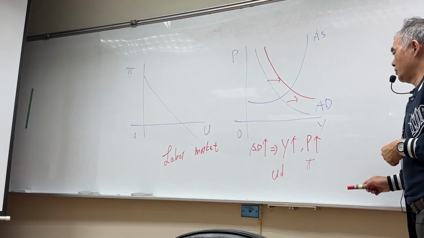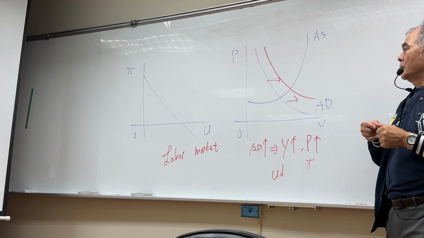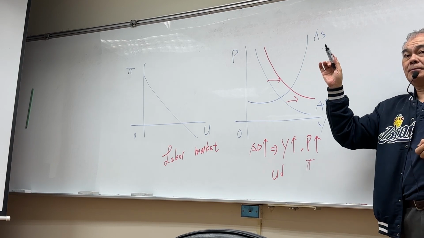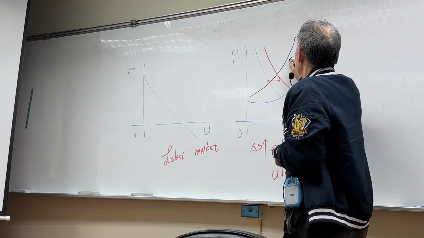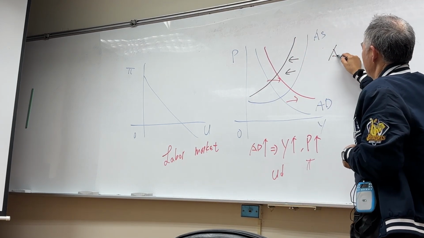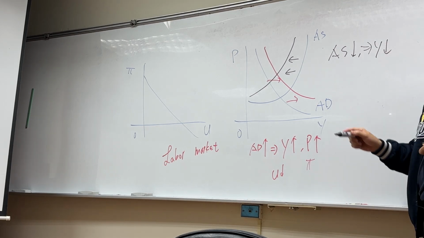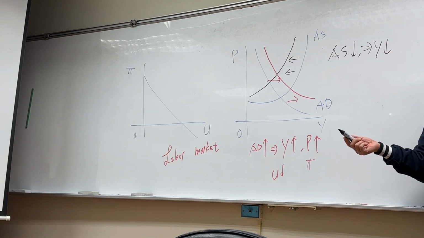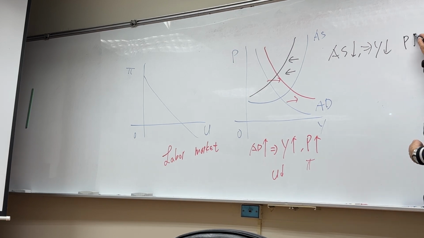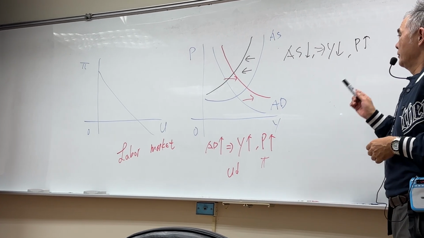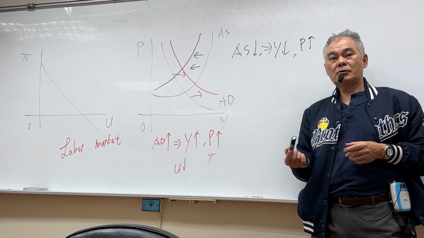And if you turn this chart to a different direction, let us say aggregate supply goes down. If aggregate supply goes down, what happened? Y goes down, because the economy is not good. Production level is going down. And price level goes up. So in the 1970s, this happened. Energy crisis.